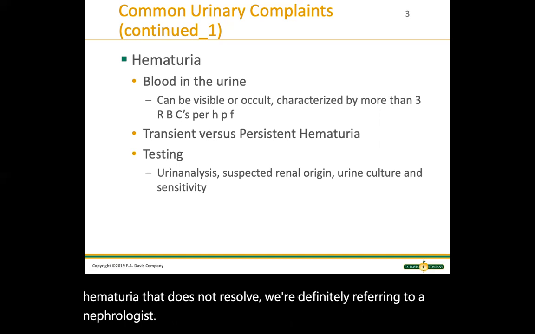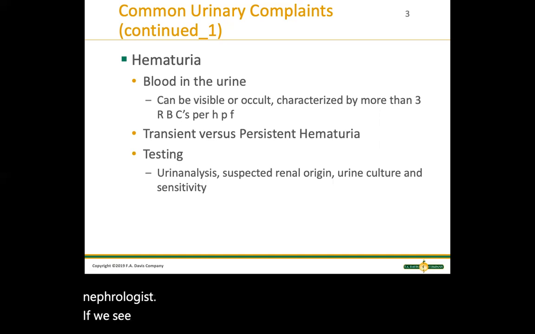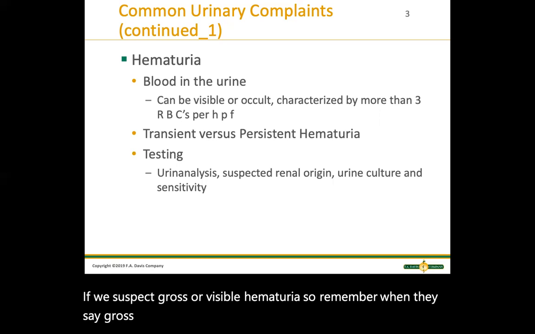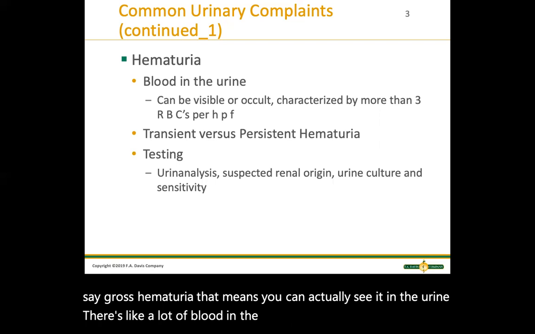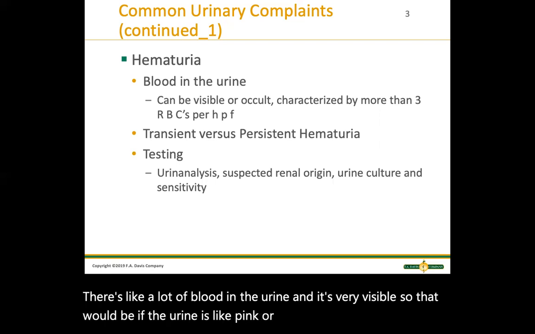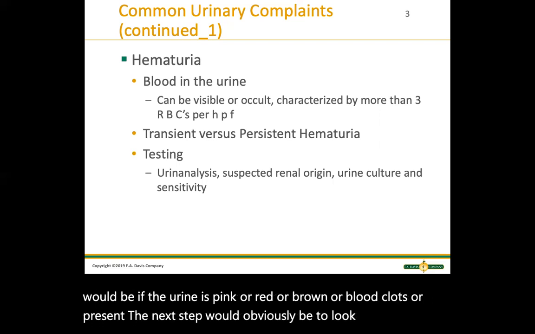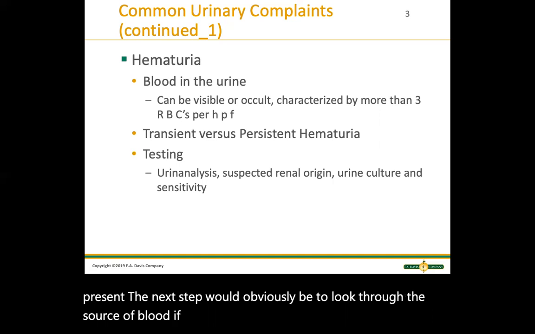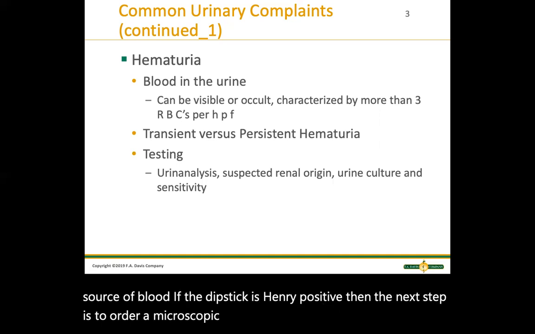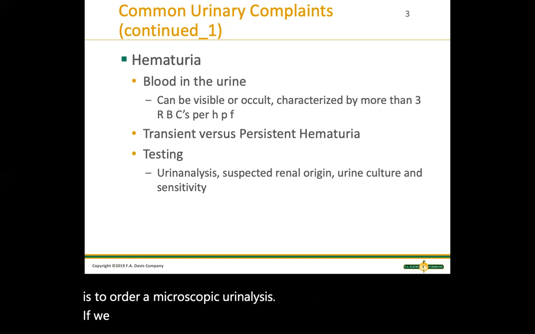Now, if we suspect gross or visible hematuria, remember, when they say gross hematuria, that means you can actually see it in the urine. There's a lot of blood in the urine, and it's very visible. So that would be if the urine is pink or red or brown or blood clots are present. The next step would obviously be to look for the source of blood. If the dipstick is heme positive, then the next step is to order a microscopic urinalysis. If we suspect infection, then we're going back to our culture and sensitivity.